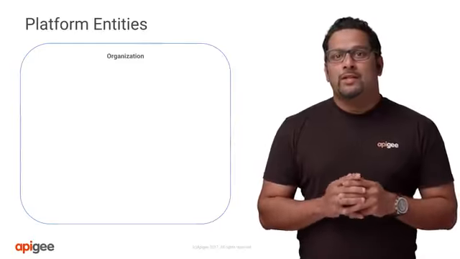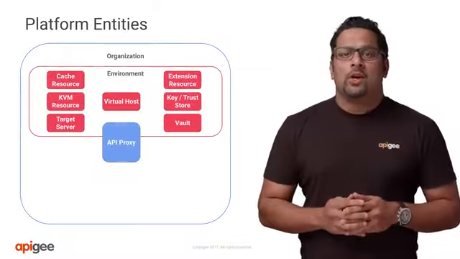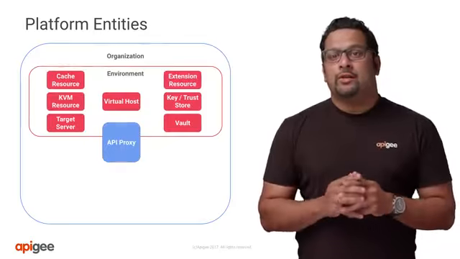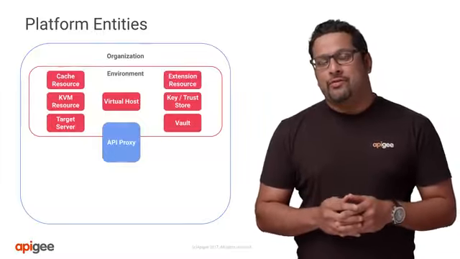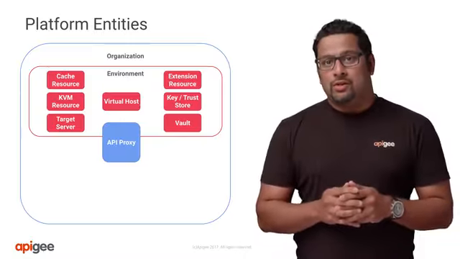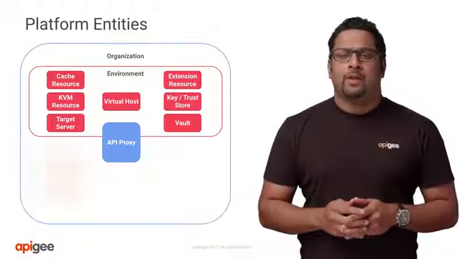Organization, which provides logical separation for users, proxies, and data. Within the organization, we have the environments, which is the runtime execution context for the API proxies. Environments may contain a series of resources that are used by the proxy. For example, virtual host, target servers, cache resources, to name a few.